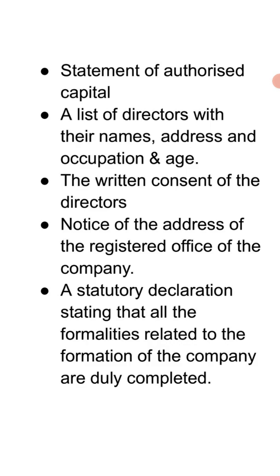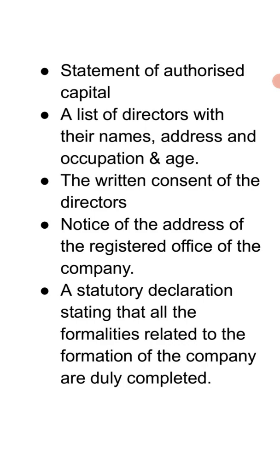Thereafter, statement of authorized capital. Authorized capital means the maximum amount of capital that the company can have. That is authorized, that means permitted capital. A list of directors with their names, addresses, occupation, and age. Complete detail of the directors is to be given. Thereafter, the written consent of the directors that they will act as directors for the concerned company. The next one is notice of address of the registered office of the company. The company must have a registered office, so the address of that registered office must be given to the registrar.